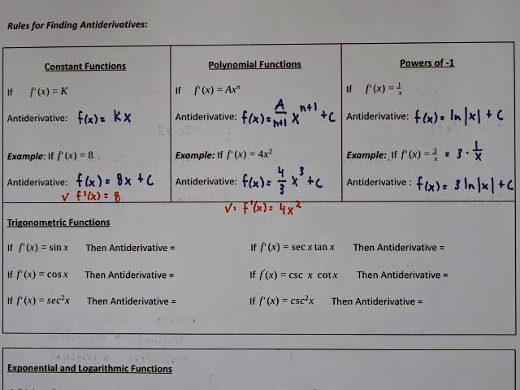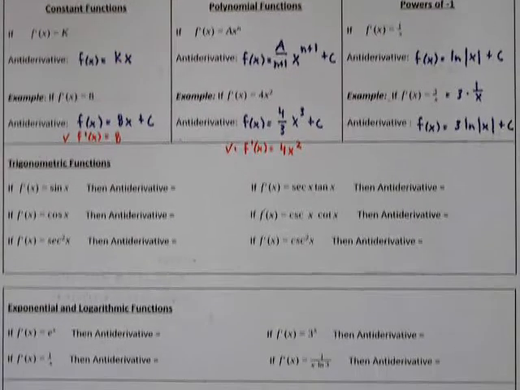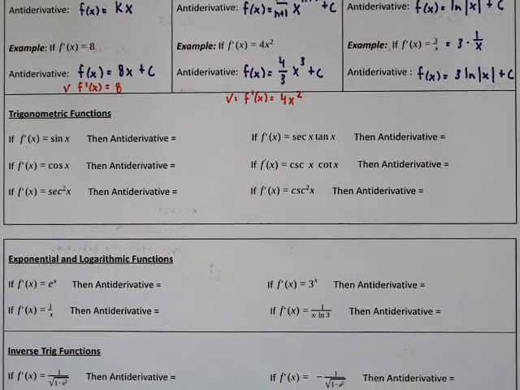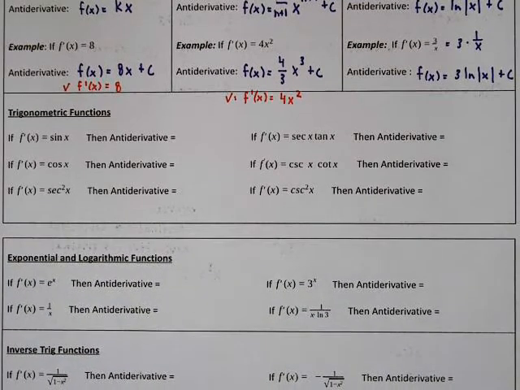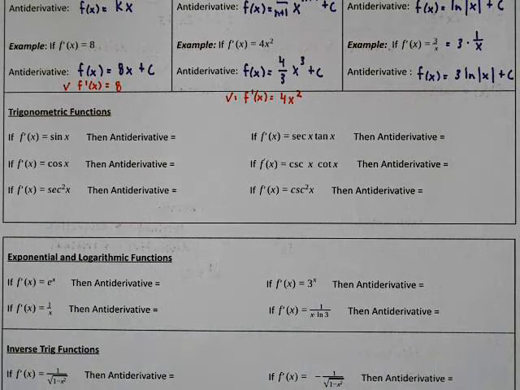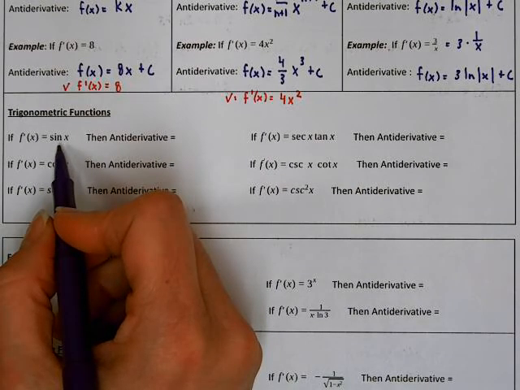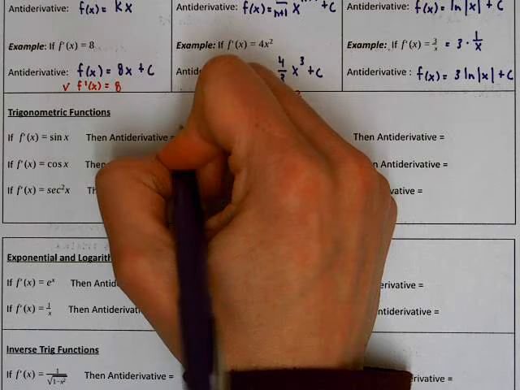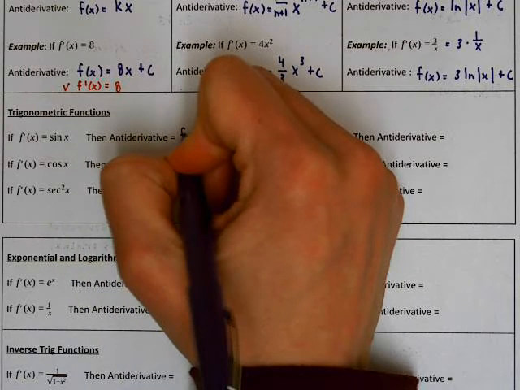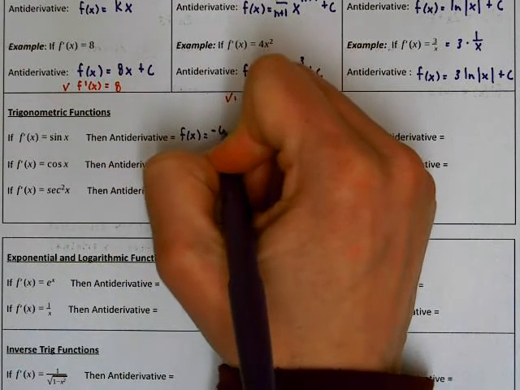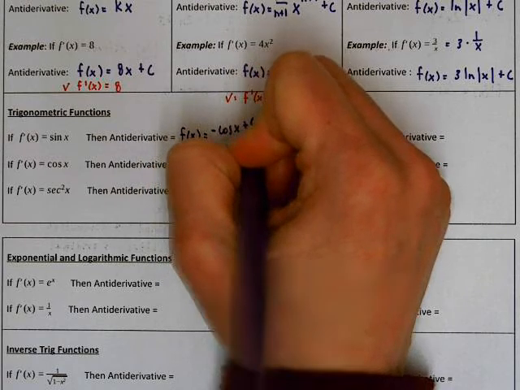All right, now a lot of what's coming up next is just going to rely on memorization and having a really good memory of these derivative rules. So if f prime of x equals sine of x, then our antiderivative, here we have to be careful, f of x is actually going to be the opposite of cosine of x plus c.